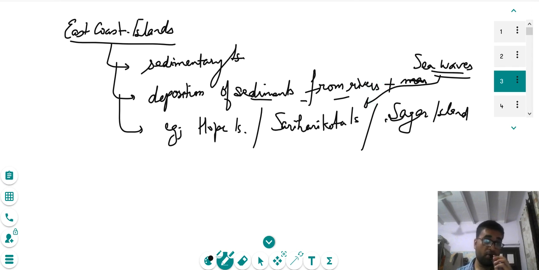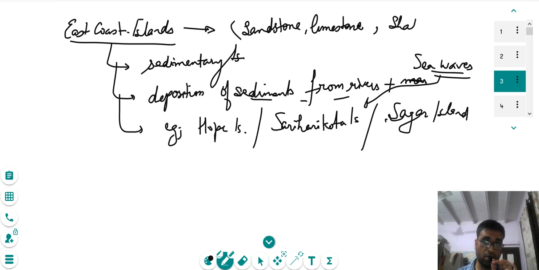The lithology is mainly sedimentary. There are sandstone islands, there are limestone islands on the east coast, and there are shale islands. So this is the main lithology here. These are the east coast group of islands.